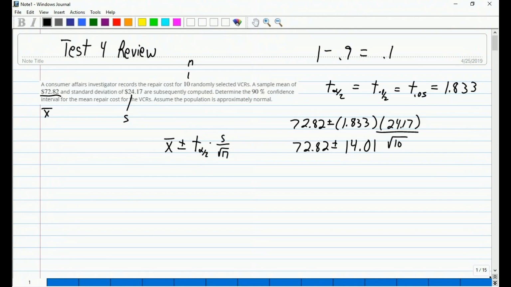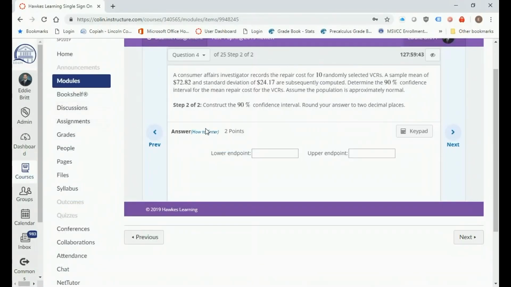All right, when I do that, I get the answers. Let's see. I'll put these in. So when I subtract that value, I get 58.81, so that's $58.81. And whenever I add that value, I get $86.83.